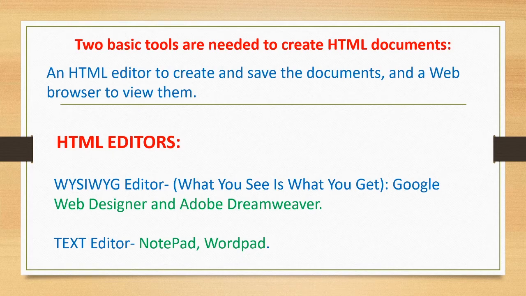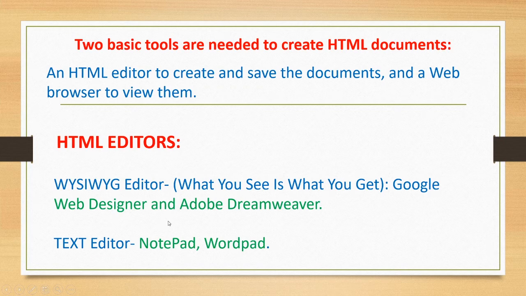If you want to create a web page without writing any HTML code, then you have to use a what-you-see-is-what-you-get editor. Some examples of this editor are Google Web Designer and Adobe Dreamweaver. And the next is the text editor. Notepad and WordPad are some examples of the text editor.